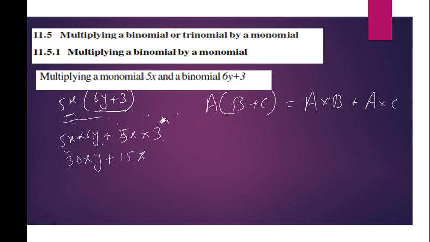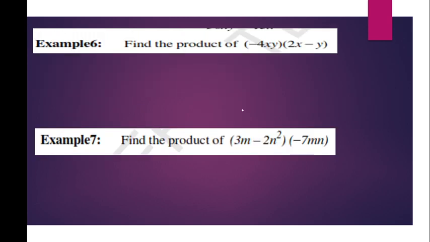So just multiply the terms. Multiply the monomial with the first term, then multiply the monomial with the second term. This is what the distributive law states. So the answer is 30xy plus 15x.